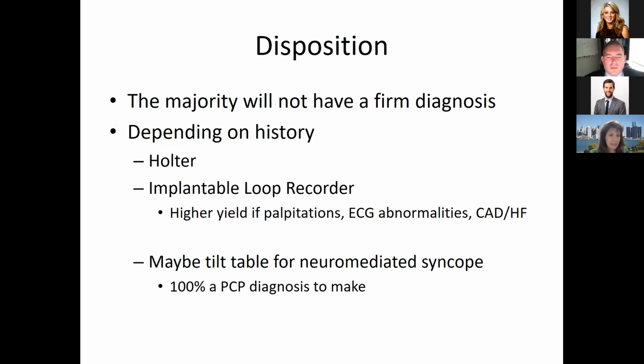Going to the point of referring for implantable loop recorders is a little bit large step, and all these external monitor functions have higher yield if the patient is presenting with palpitations or EKG abnormalities. Tilt table may be appropriate as an outpatient, but that's a 100% primary care diagnosis. That is not something we need to establish from the observation unit.